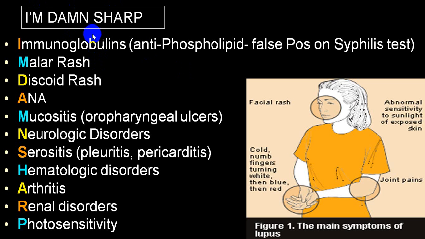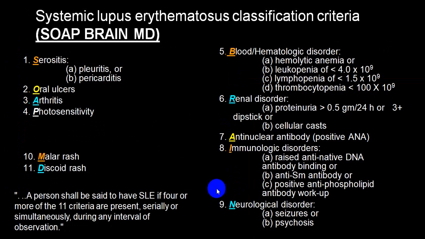Another way to remember, whichever way you want to remember: malar rash, discoid rash, ANA, mucosal ulcer, CNS involvement, pleuritis, pericarditis, hematological, arthritis, renal, and photosensitivity. And these are the anti-phospholipid and anti-Smith antibody positive. Another way of remembering: serositis, oral ulcer, arthritis, photosensitivity, malar rash, discoid rash, blood, kidney, anti-nuclear antibody, immunological picture, and CNS.